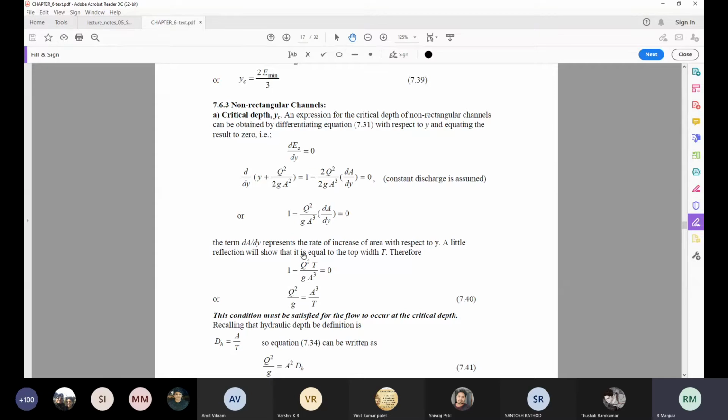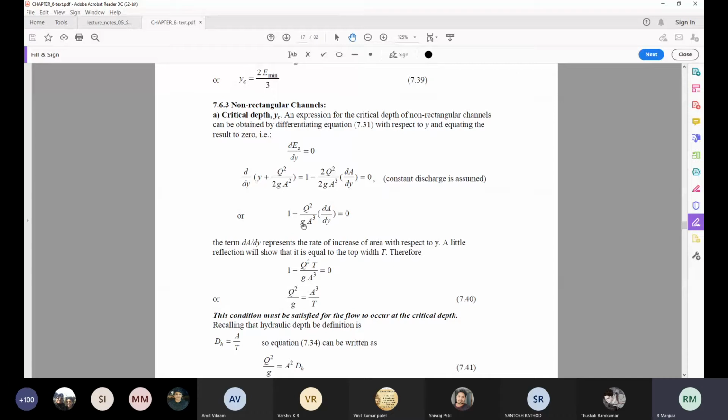But what is dA by dy? It represents the rate of increase of area with respect to y. Otherwise you can say it is equal to the top width. If I divide the elemental area by the depth, then I will be getting the top width. Is it clear? So dA by dy I can replace by T. T represents the top width of the channel.